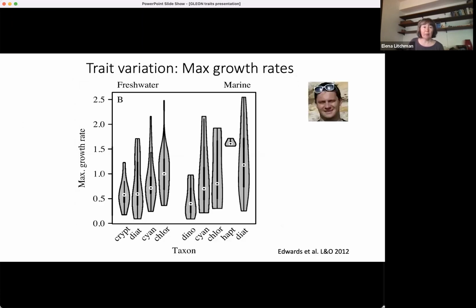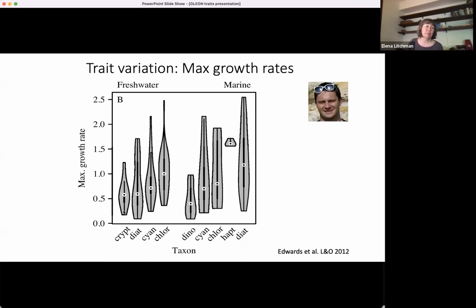So next step in trait-based framework is to actually collect the information on traits, trait values, and to look at the extent of trait variation. And here is an example of the analysis of the compilation that our former postdoc Kyle Edwards did. And he looked at many different traits of phytoplankton. And here is a graph representing the distributions of maximum growth rates in different groups of phytoplankton, both for freshwater and marine environments. And as you can see, there is a lot of variation.